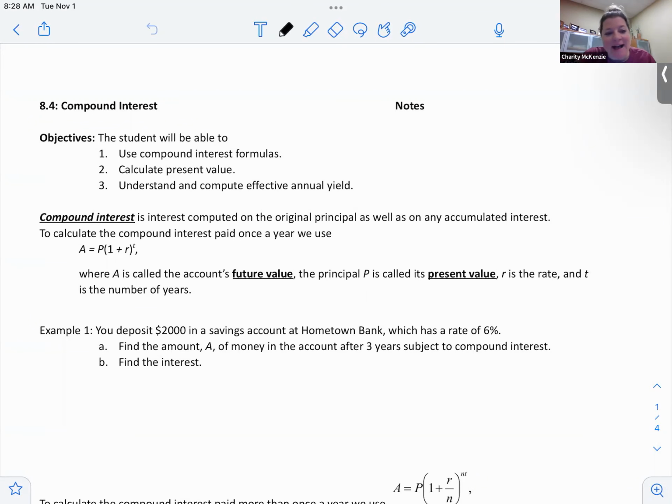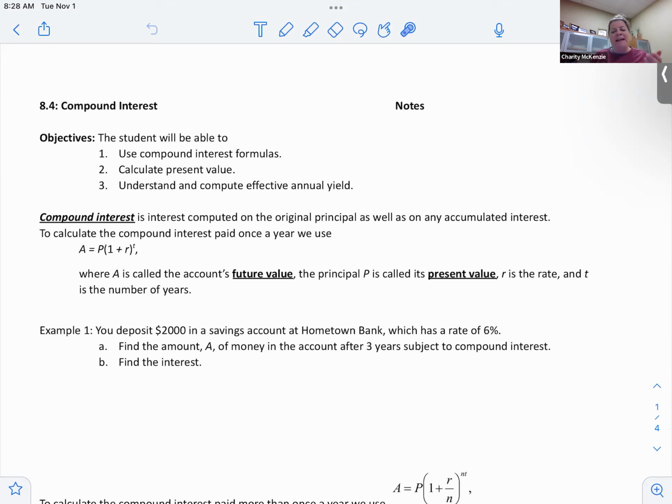8.4 happens to be compound interest. So, what is compound interest? Compound interest is interest where you gain interest on your interest. So you're gaining interest on a certain time period.